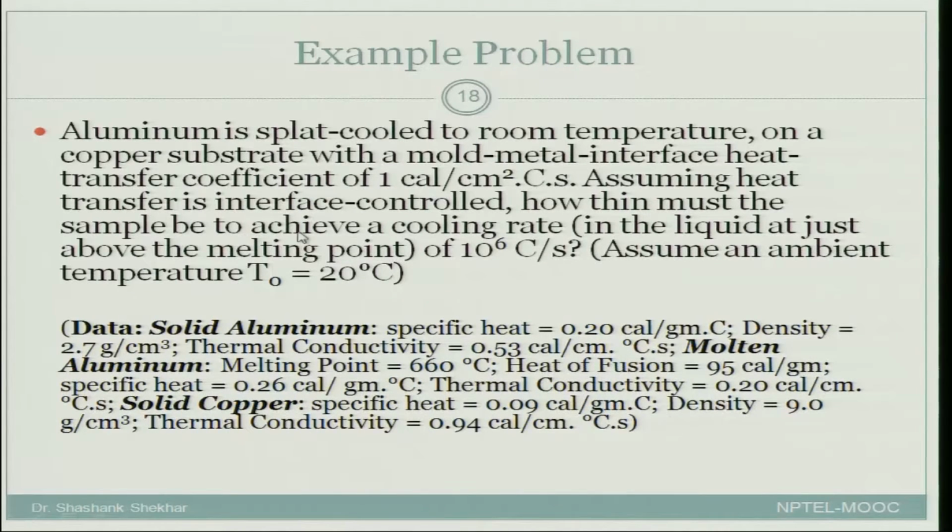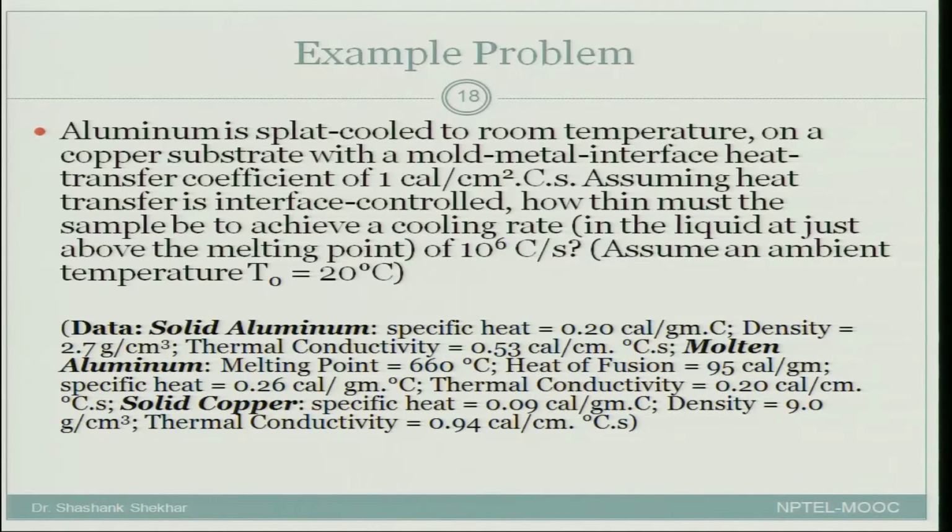how thin must the sample be to achieve a cooling rate of 10 to the power 6 Celsius per second? You are given that it is interface controlled, but now you have to find out the thickness of the droplet that has formed a thin layer, how thin this layer should be so that you can get a cooling rate of 10 to the power 6 Celsius per second. This looks like a slightly interesting problem, because we have never talked about cooling rate so far. So let's look at what we know and try to solve this problem.